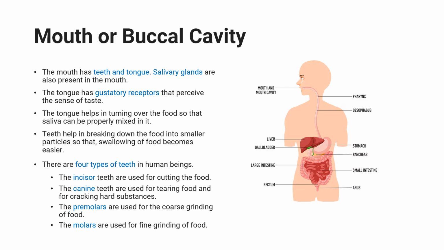There are four types of teeth in human beings. Let's look at them. The incisor teeth are used for cutting the food. The canine teeth are used for tearing the food and for cracking hard substances. The premolars are used for the coarse grinding of the food and the molars are used for the fine grinding of food.